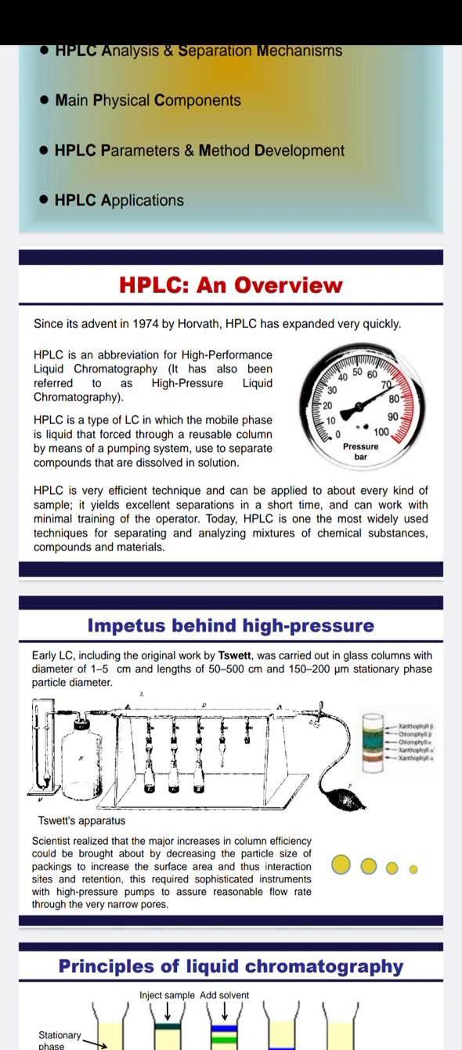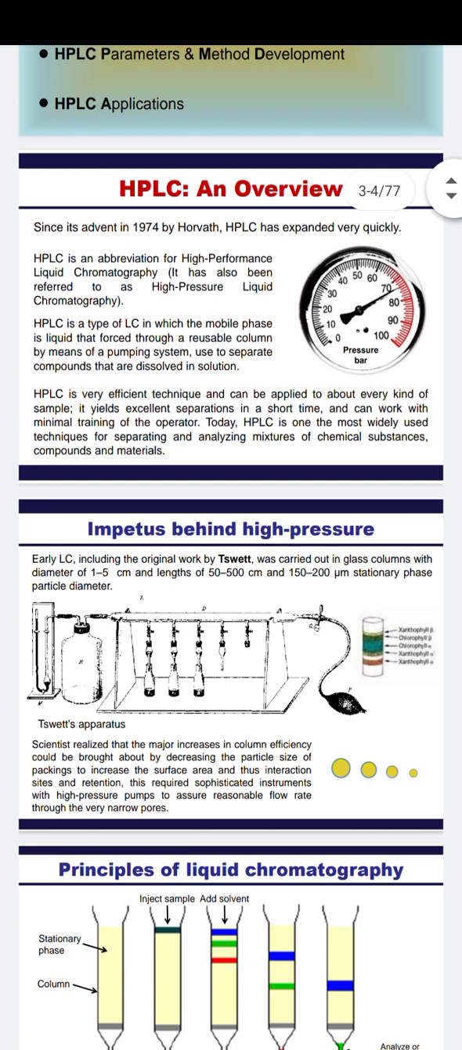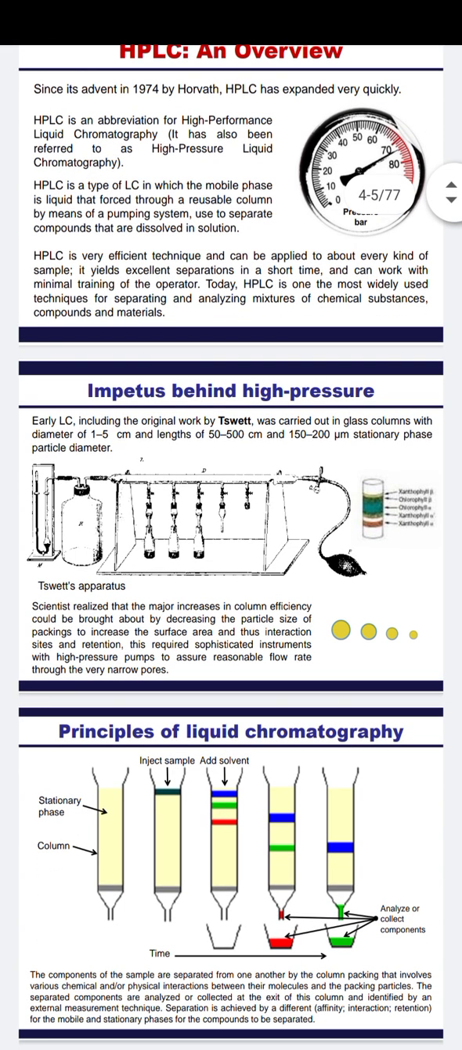Today, HPLC is one of the most widely used techniques for separating and analyzing mixtures of chemical substances, compounds and materials. So it is one type of chromatography, and it is the advanced chromatography. Within all the chromatography it is the advanced one, and here is a diagram showing the chromatography technique.